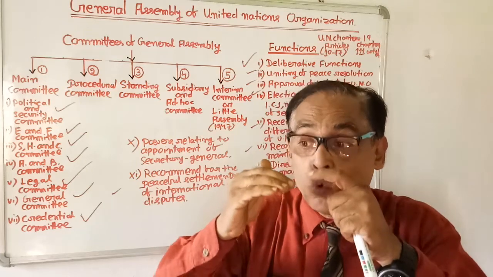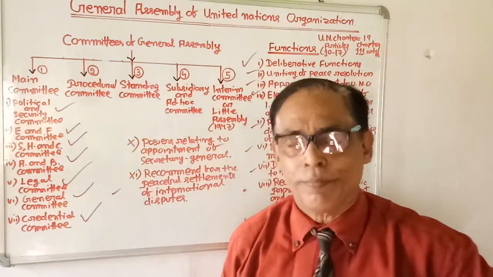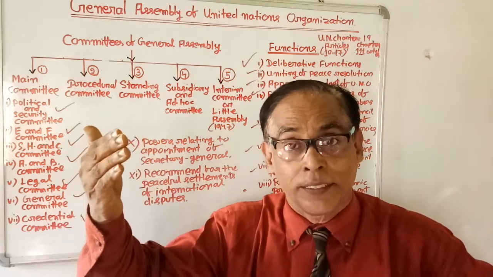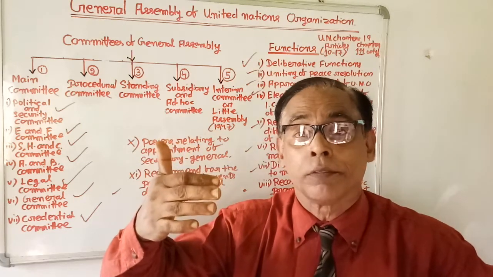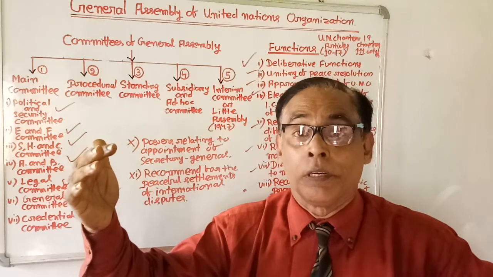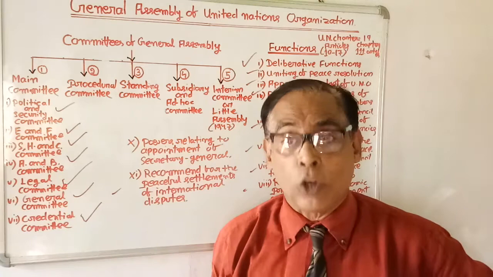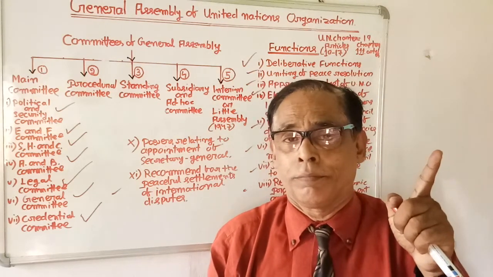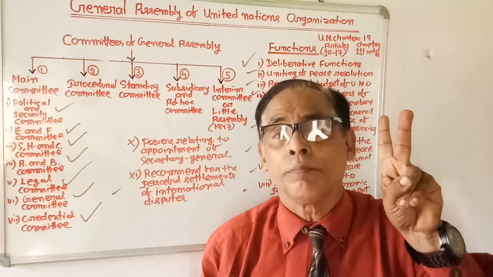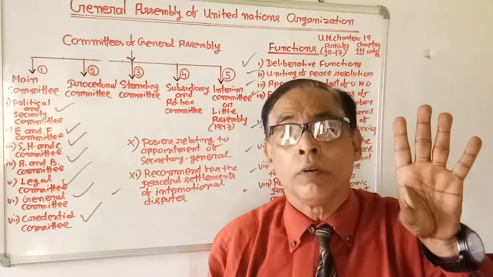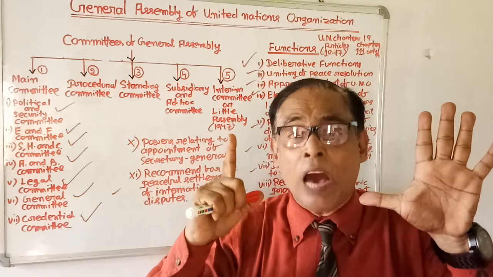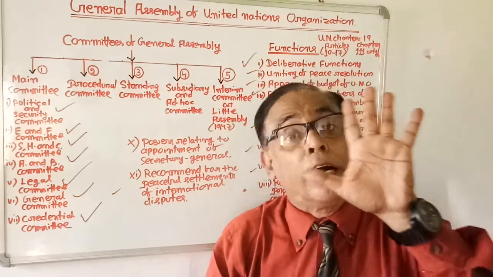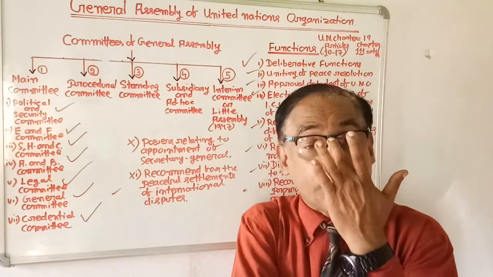But UNO works through some of its organs. Just as a human being works through some organs, UNO also operates through some organs. UNO does not operate in a vacuum. It operates through its organs. Previously, it had 6 organs: General Assembly, Security Council, International Court of Justice, Economic and Social Council, Trusteeship Council and Secretariat. But now, the Trusteeship Council is no more. Now UNO has 5 organs.